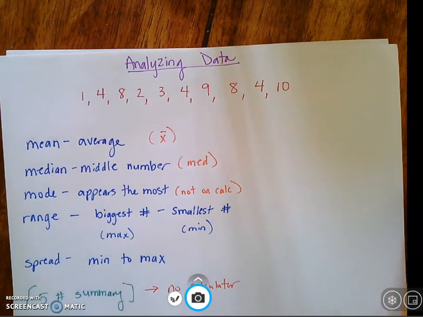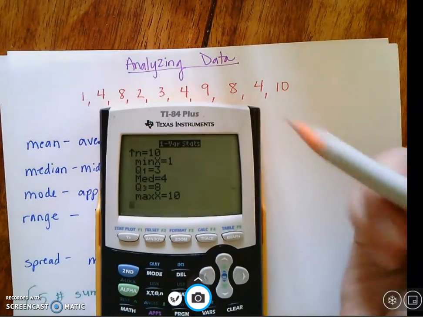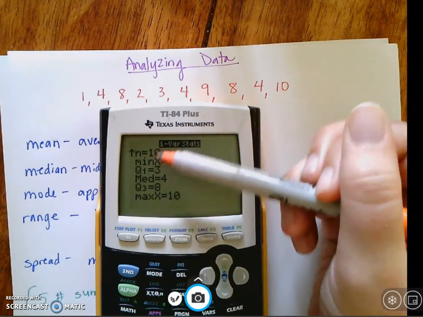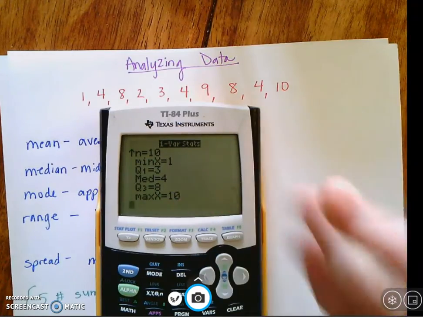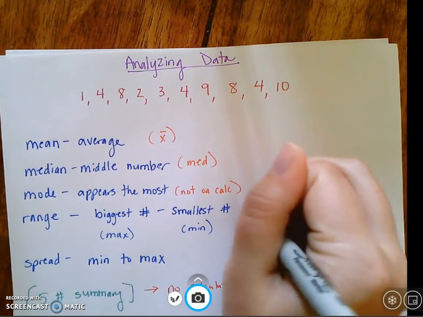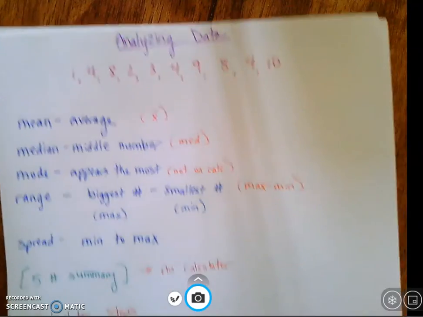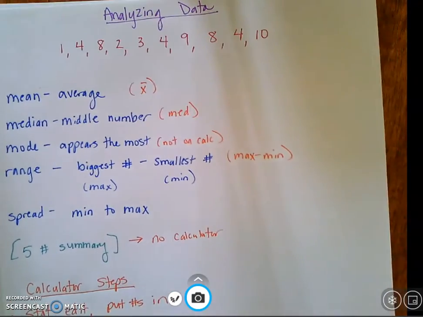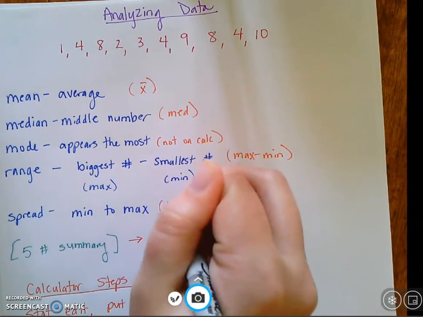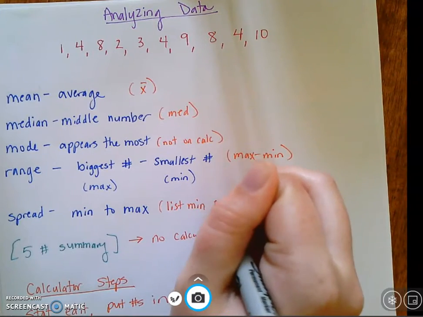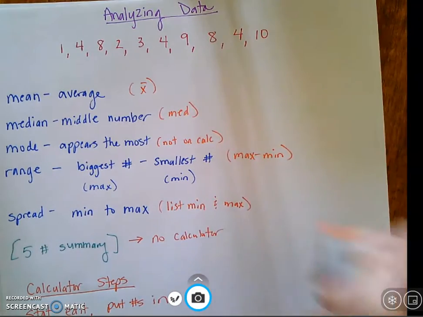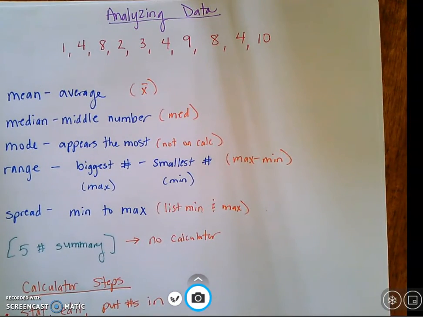Range is your biggest number minus your smallest number. So if you scroll down, you see it says max and min. You're going to subtract those. So max and min. So I'm going to do max minus min. And spread, you just list the numbers. So we're going to list min and max. And I'm actually going to show you how this works with all the answers for this example.